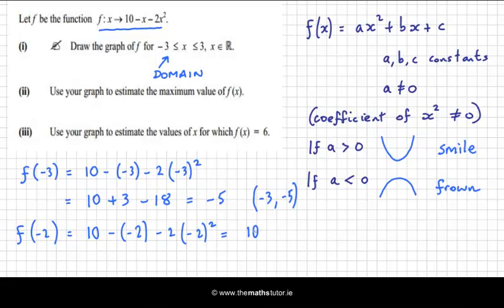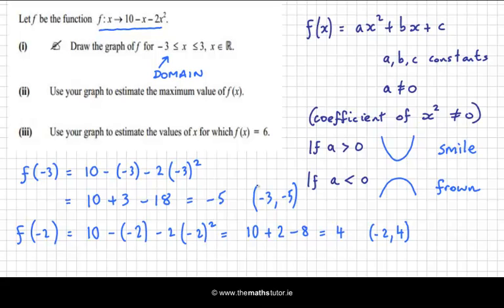So that is 10 minus minus 2, which is plus 2. Now again we square the minus 2 first, giving me plus 4, then multiply it by minus 2, which is minus 8. 10 plus 2 is 12, minus 8 is 4. So when minus 2 is input, I get 4 as my output.